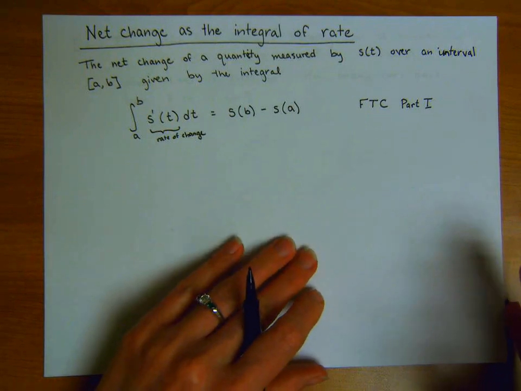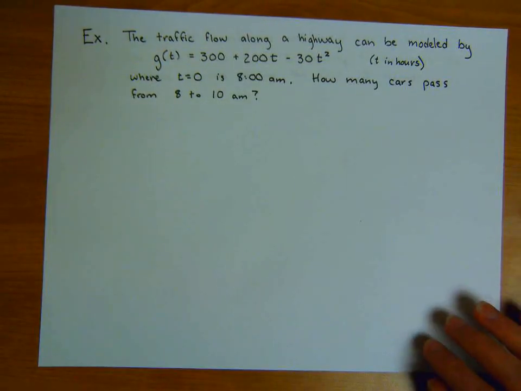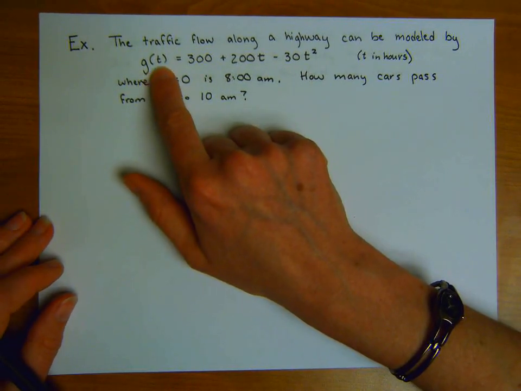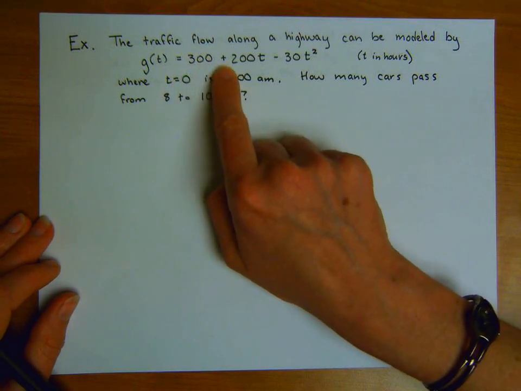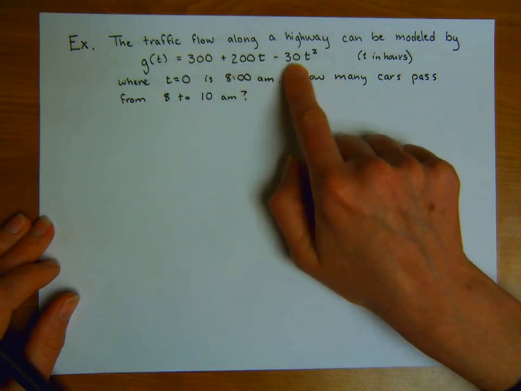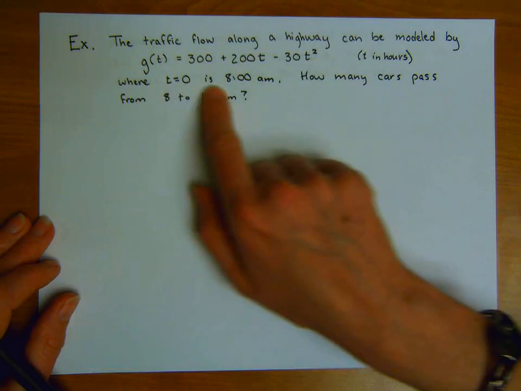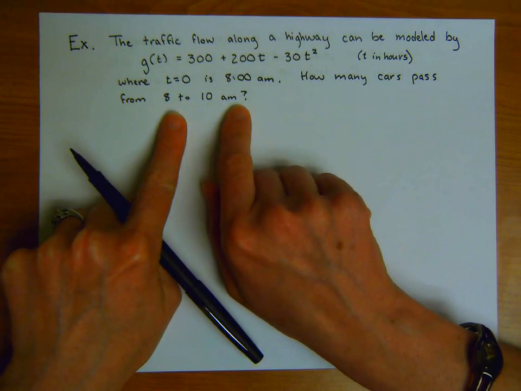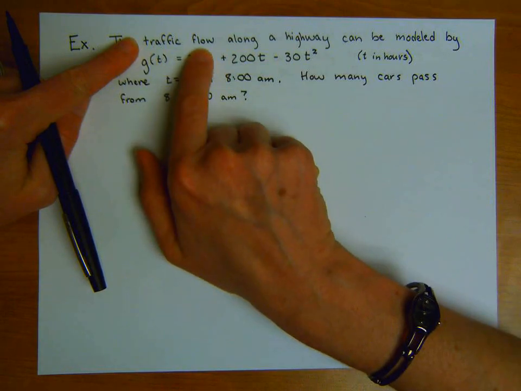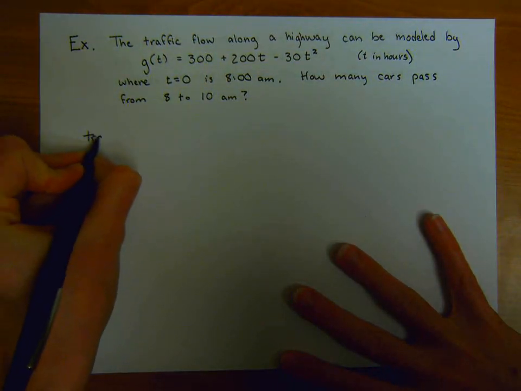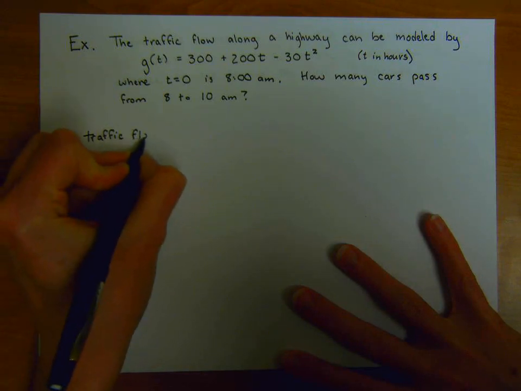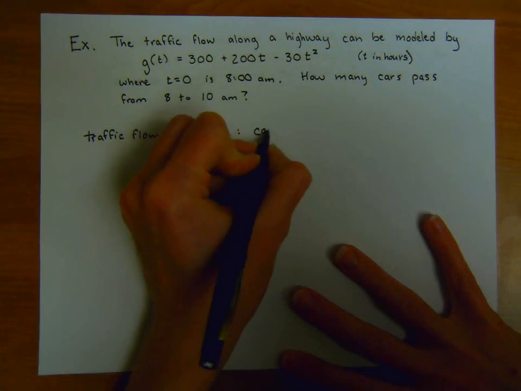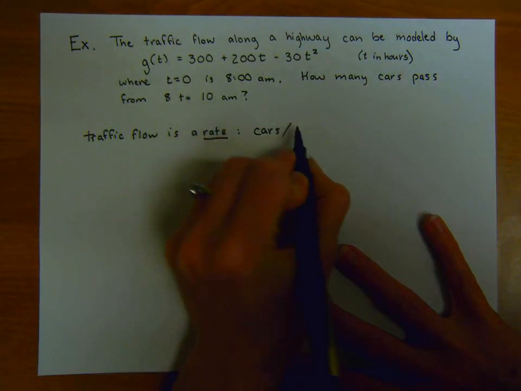Let's look at a specific example to see a little more clearly what we're talking about. So let's say that the traffic flow is given by the function g of t equals 300 plus 200t minus 30t squared, where t equals 0 is 8 o'clock a.m. And we want to know how many cars pass from 8 till 10 a.m. In this problem, traffic flow is a rate, because we're thinking of that as cars per hour in this case.